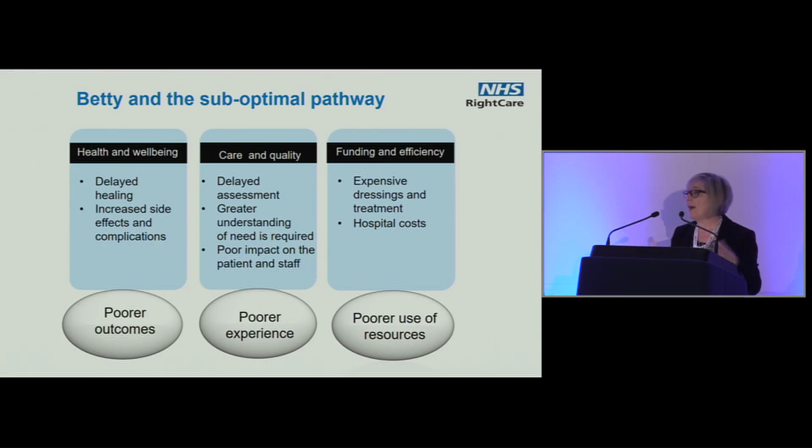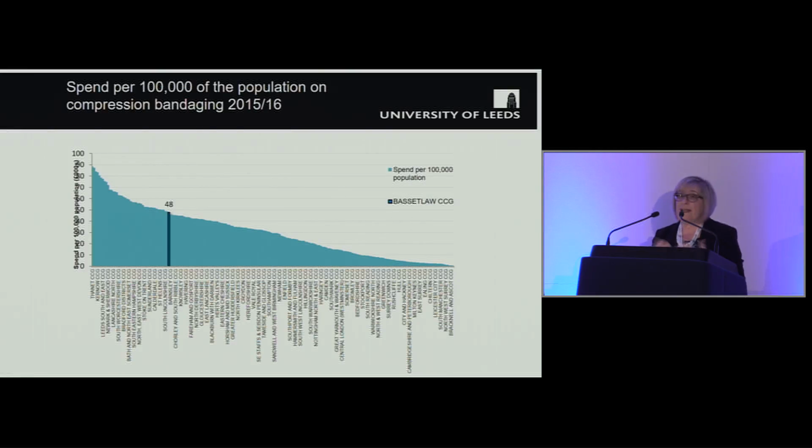using the global data that we have through commissioning groups, for example. So Betty, in her suboptimal pathway, will not only have incurred greater costs to the NHS and poorer use of resources, but very importantly had a much poorer outcome and poorer care experience. And the exemplars that we have around the costs of compression bandaging are just one example of the size of the variation in care. So you can spend 90,000 per 100,000 population on compression bandaging, or you can spend what looks to be like £1.50.